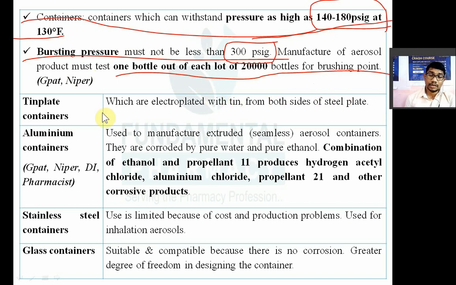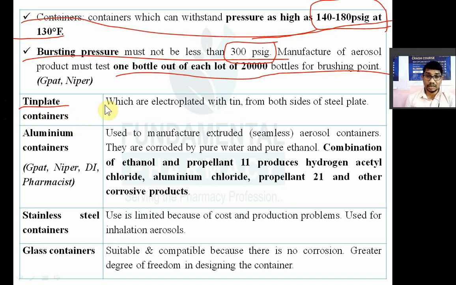सबसे पहले आपका आता है स्टील कंटेनर. स्टील मतलब क्या? टीन प्लेटेड स्टील. तो टीन प्लेटेड स्टील, टीन इलेक्ट्रोप्लेटेड किया जाता है. Tin is electroplated over the steel and tin plated containers are used for aerosols. Second, aluminum containers are also used, right? Aluminum containers are also used. Stainless steel container, okay? Tin plated steel, stainless steel, aluminum container.